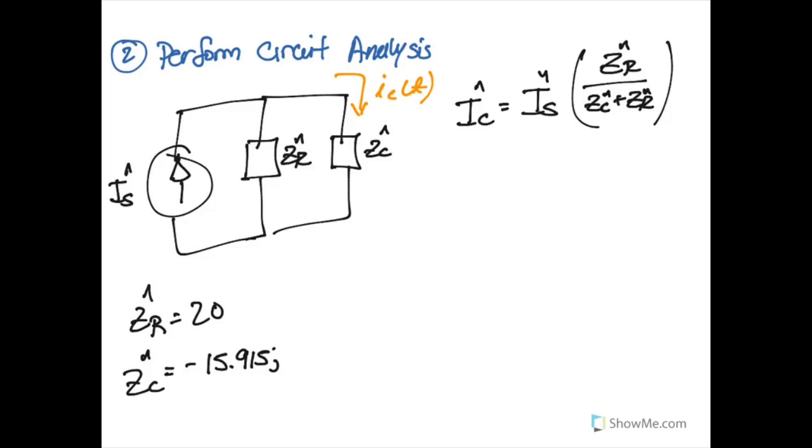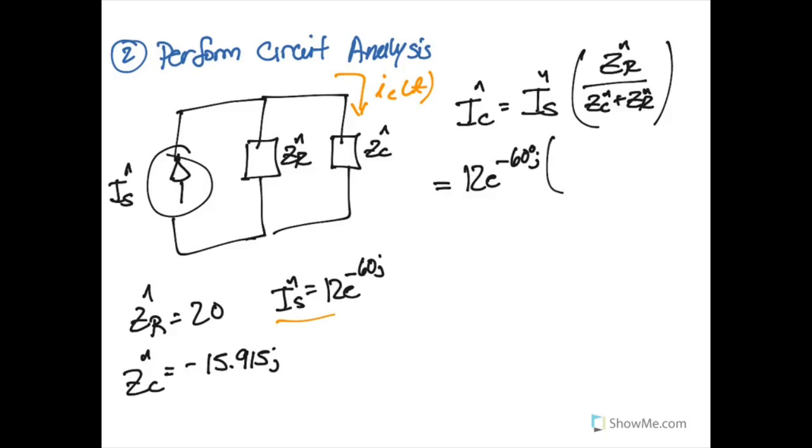Now we can go ahead and replace our quantities in here with our different elements from the circuit. So Is is 12e to the negative 60 degrees j, which I just magically made appear over here through editing.